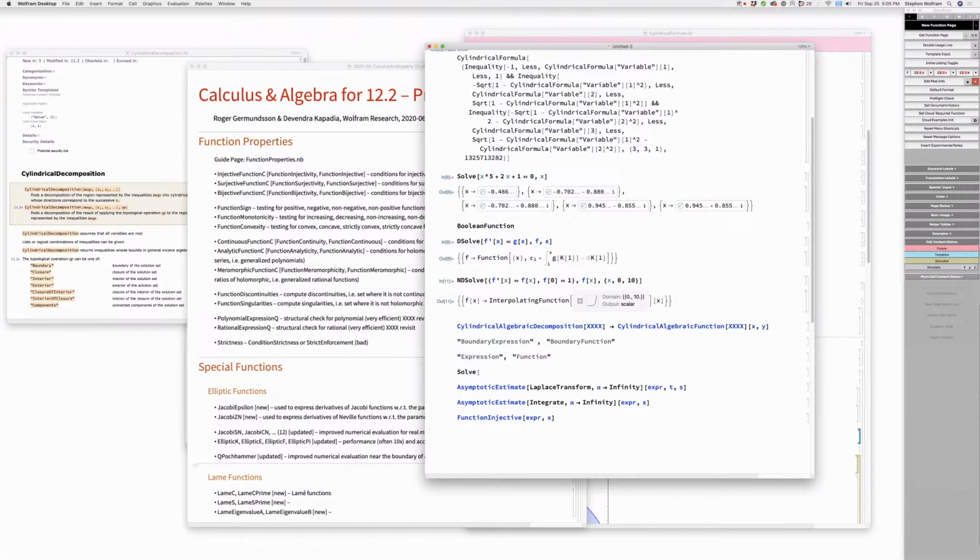All right. Well, if we're okay with function injective, function analytic, function meromorphic, function discontinuities, function singularities, those all seem reasonable. Now there's this strictness thing. What does that mean again? It requires strictly monotonic or strictly positive instead of weakly positive and non-decreasing.